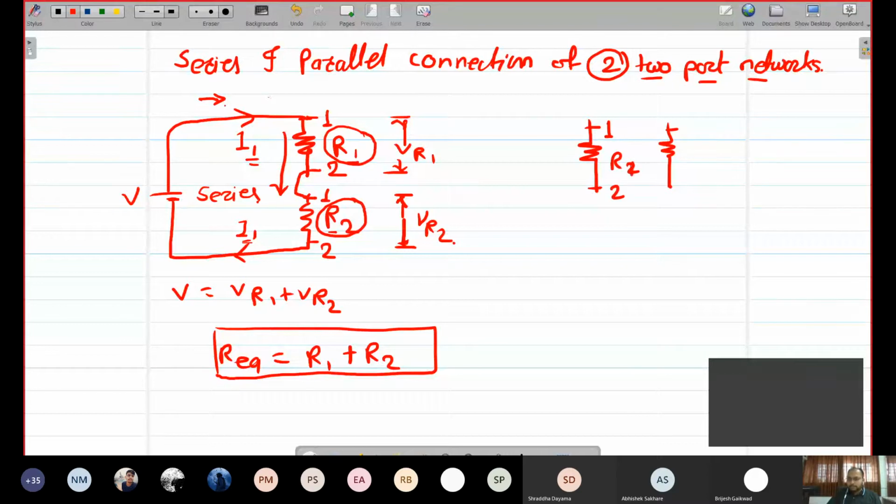Sorry, this is R1, R2. So remember that in parallel combination, both the first terminals of R1 and R2 are connected to each other, as well as both the second terminals are connected to each other. So this is nothing but called a parallel combination. Are you getting it? Is it fine?